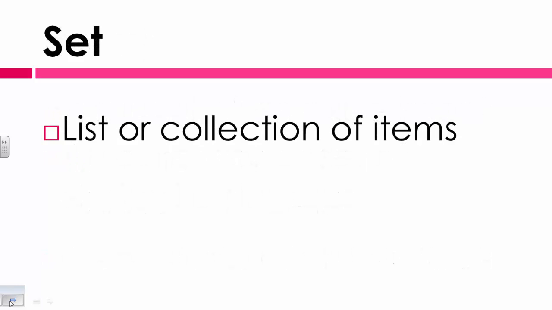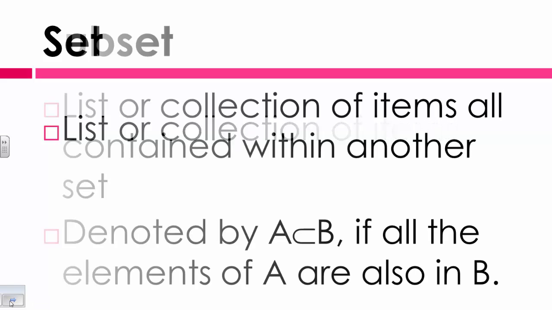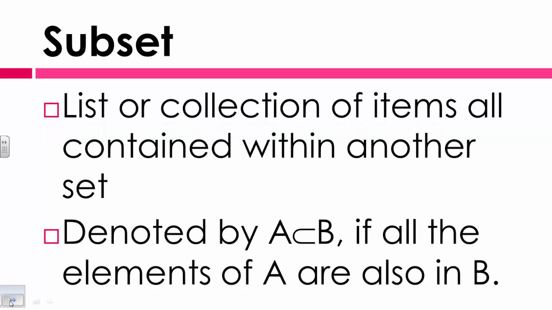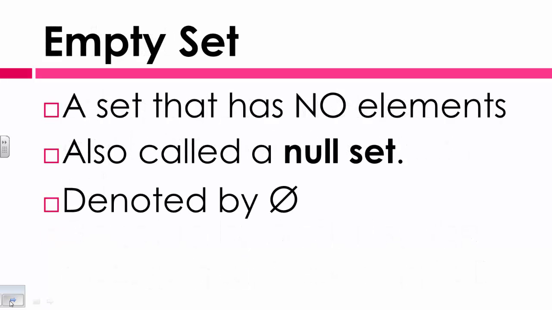A set is a list or collection of items. A subset is a list or collection of all items that are contained within another set. It uses this sideways squishy C kind of symbol. The empty set, also called the null set, means that there are no elements that exist in the set. It's denoted by that 0 with a slash through it.